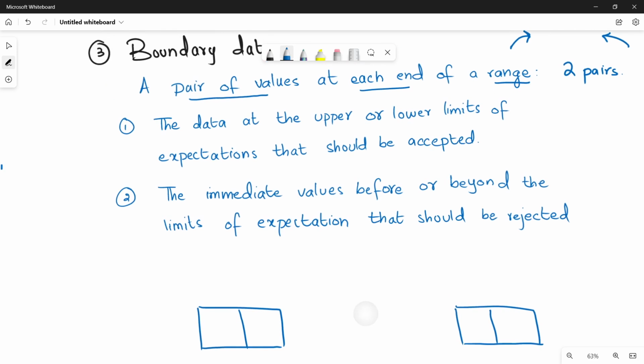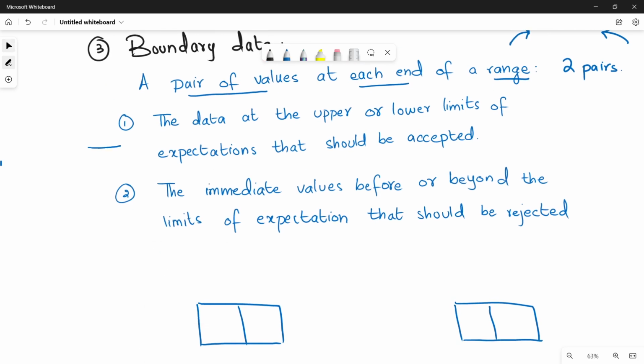For the first value of the pair, look at this. The data at the upper or lower limits of expectations that should be accepted by your system. So it is just the same as the expected data. The upper value or the lower value that is accepted by the system. So the upper value we know is 14 and the lower value that will be accepted is 9. So we got the first value of the two pairs.